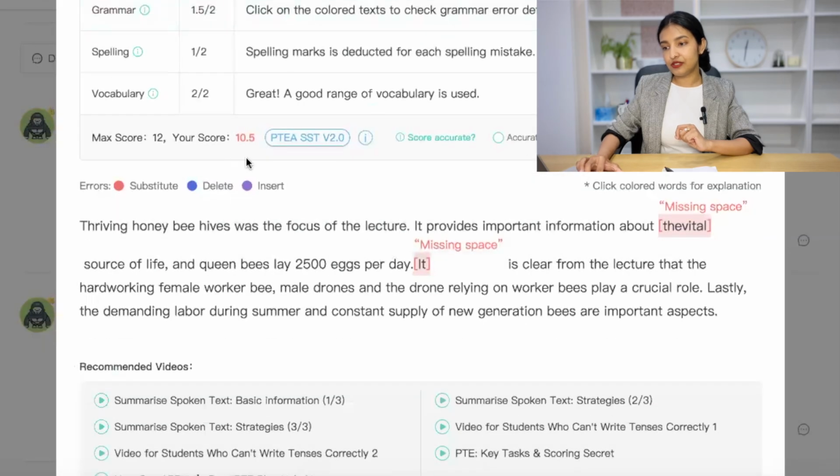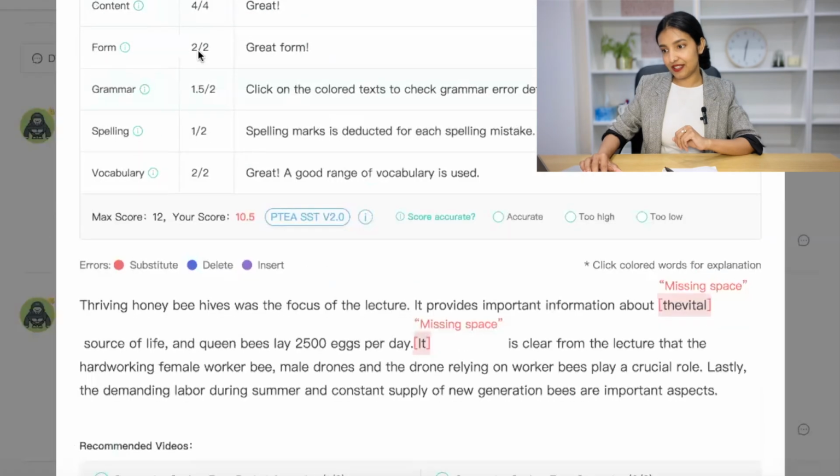See, I have lost almost 1.5, 2.5 marks over here. Even though I have all the points for content, I lost the marks for the spacing here. Actually, there are more mistakes. The computer did not pick up, but there are more mistakes. If you use was here, that's a grammar mistake. And instead of writing bees, I wrote bee here. That is also a grammar mistake.